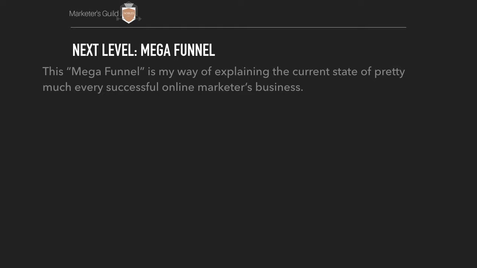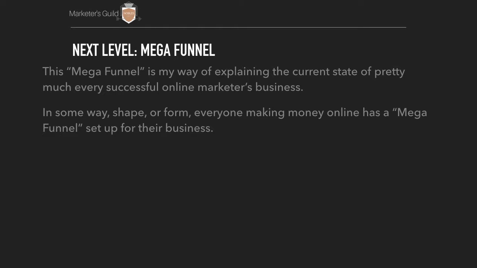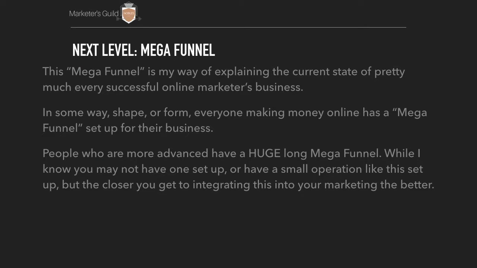This mega funnel is just my way of explaining that. In some way, shape, or form, everyone making money online has a mega funnel set up for their business. And people who are more advanced have a huge, long mega funnel that lasts months and months. While I know you probably don't even have one set up, or you have some type of small operation like this, the closer that you get to integrating this type of thinking into your marketing, the better.